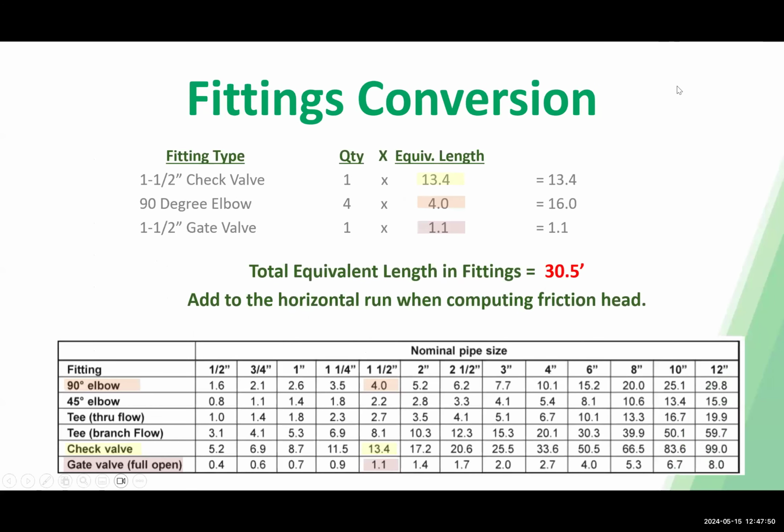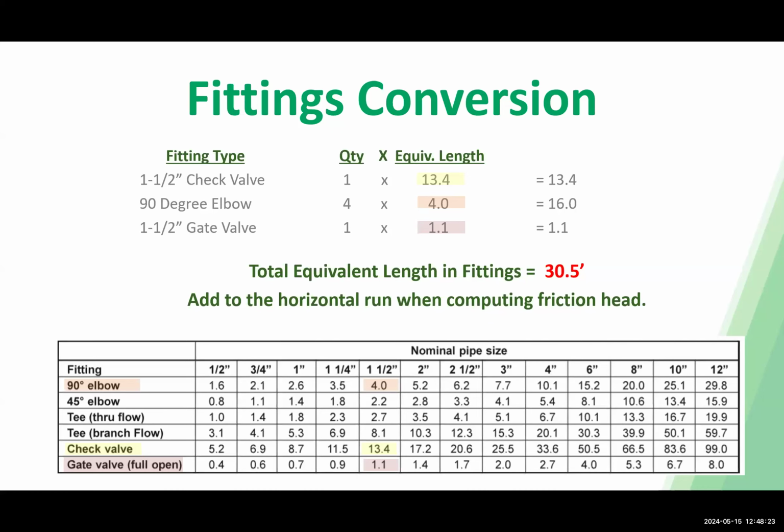So real quick, running through the fittings conversion. For the 1.5 inch check valve, you're going to go down to this chart below, find the check valve. You will then find your 1.5 inch pipe, and you'll meet in the middle. You'll see that yellow highlight is going to be your equivalent length for one 1.5 inch check valve. So you take your quantity multiplied by your equivalent length. We only have one, so that's going to be 13.4 feet.